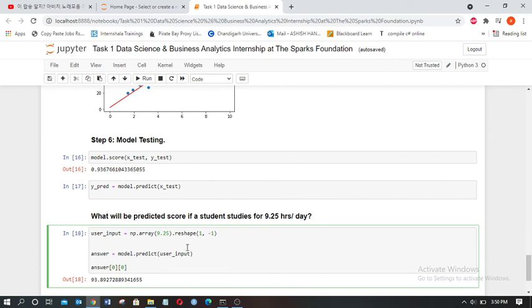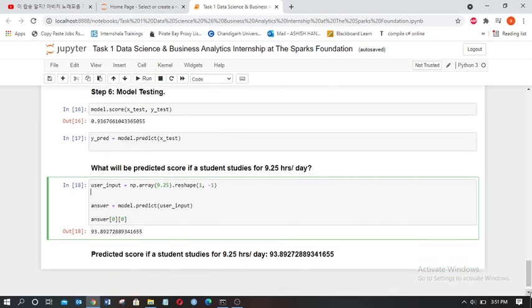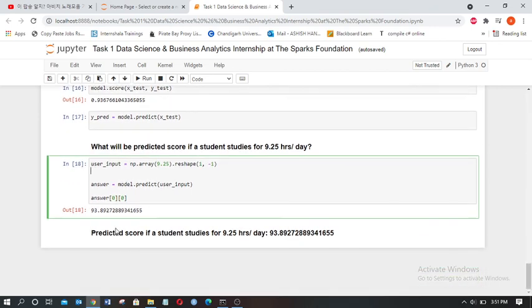If a student studies 9.2 hours a day, then we will achieve a percentage of 93.89 percent. So the predicted score if a student studies for 9.2 hours a day would be 93.89%. Thank you.